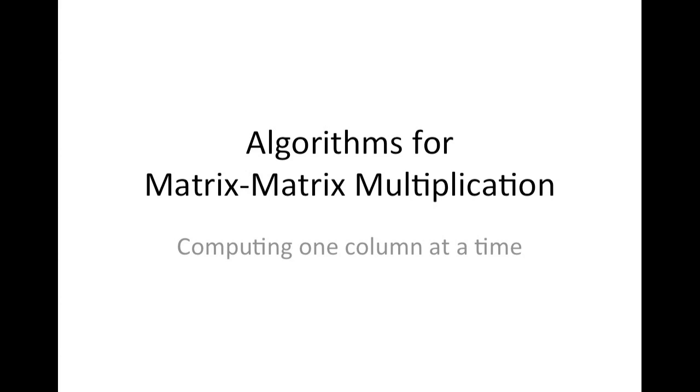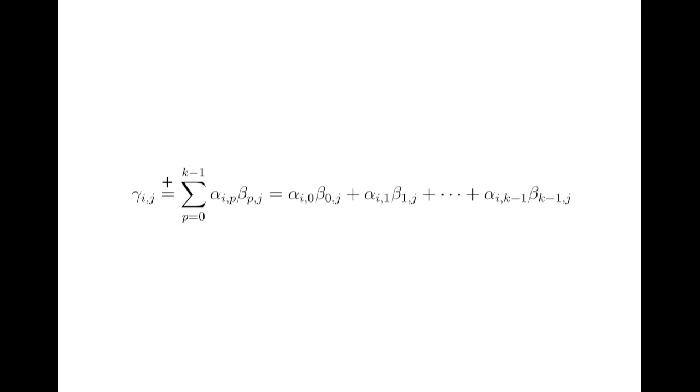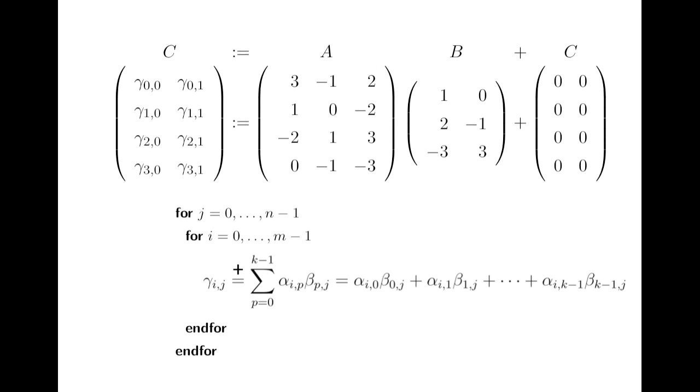We're now going to look at how to more systematically derive the different orderings of the loop when computing a matrix-matrix multiplication. Remember that the ij element of C is updated with a dot product of the ith row of A and the jth column of B.